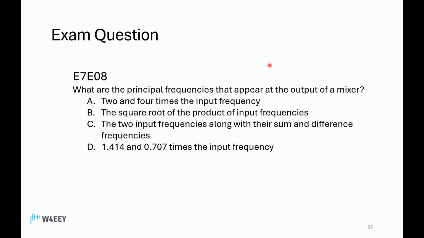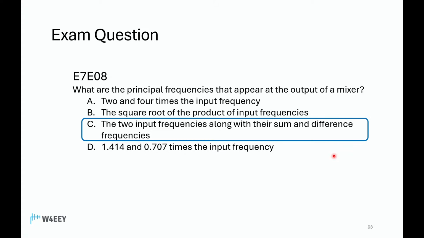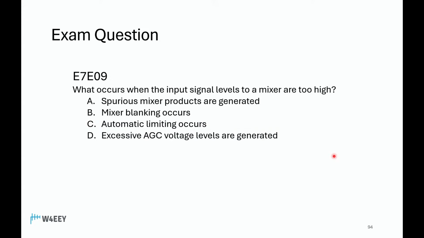Questions. What are the principal frequencies that appear at the output of a mixer? Charlie. It is Charlie. Some real nonsensical answers there on the distractor options. The two input frequencies along with their sum and difference frequencies. What occurs when the input signal levels to a mixer are too high? Alpha. Alpha, spurious mixer products are generated.